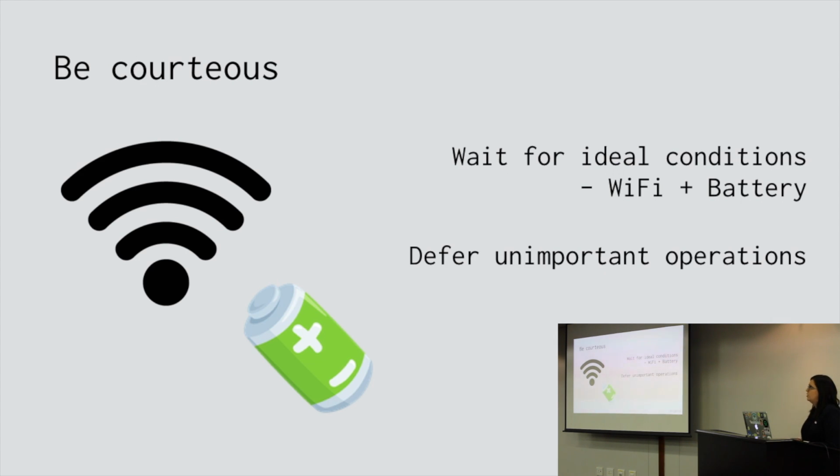Okay, so the next thing to remember is that you should be courteous of your users. You should only do things that you need to. You should wait until they have Wi-Fi and are plugged in to be charging, that kind of thing. So if, for instance, you're doing analytics or crash reporting, stuff like that, it's not really critical for your users to send that information over their mobile data network. So you should wait until it's plugged in and they have a Wi-Fi connection or an unmetered network. And then also deferring unimportant operations. So like I said, wait until later if it's not important.